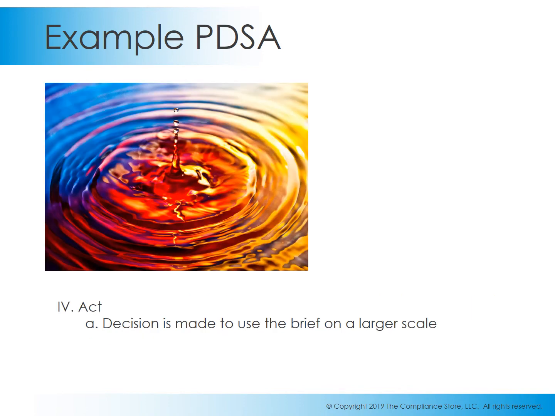If the committee is satisfied with the performance of the new brief, they will act by changing to the new brief in all the neighborhoods. If the results don't show improvement, they may decide to trial a different brief and repeat the PDSA cycle.